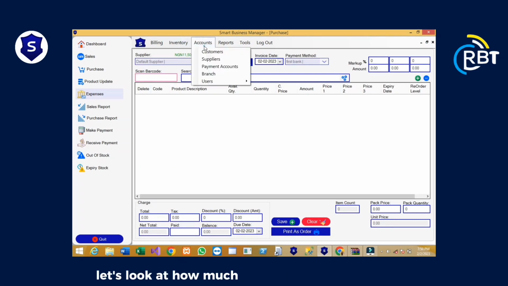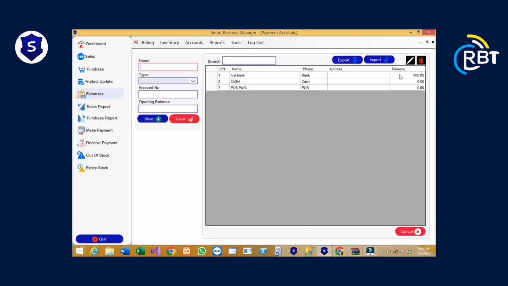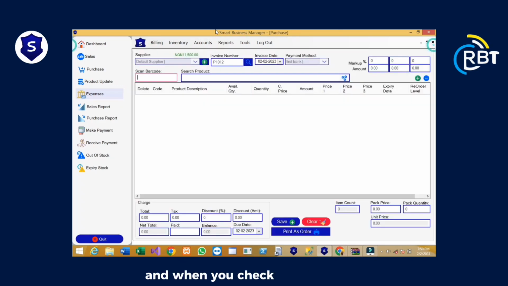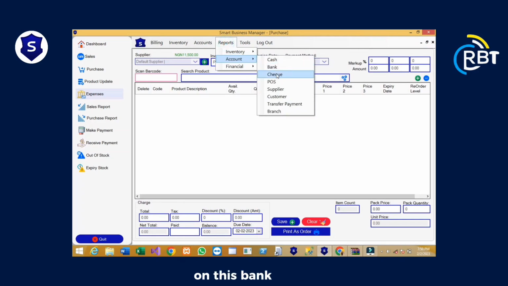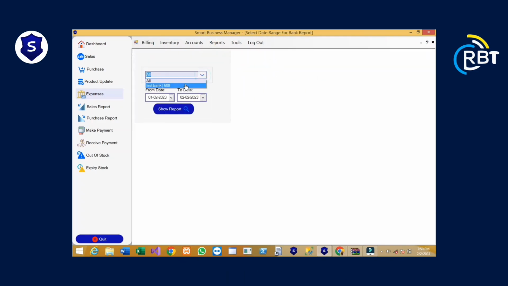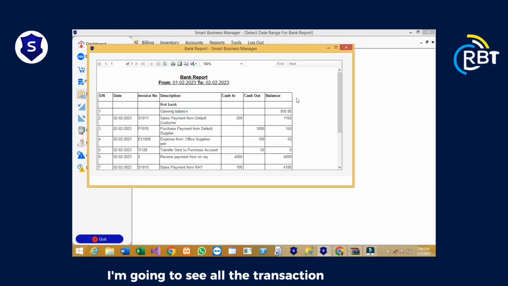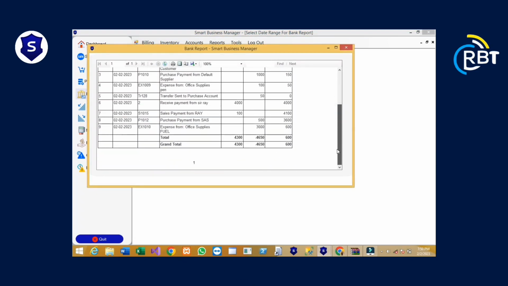Okay, let's look at how much is left in my First Bank. You can see 600. Remember, I paid for drugs, I did expenses, right? And when you check your reports on this bank, if I select this specific bank, I'm going to see all the transactions I did there, right? So you can see I paid 4,000. Okay, I got 4,000 from sales. I made sales of 100 and I got 100 naira. I purchased from this SAS 500.